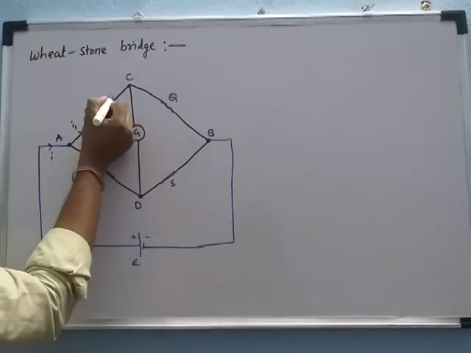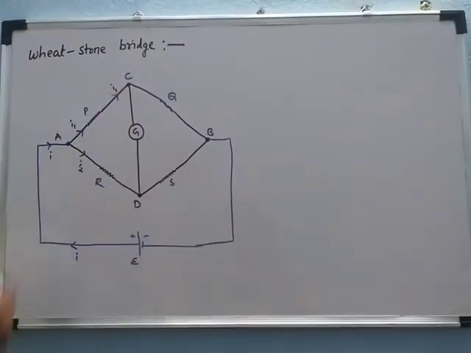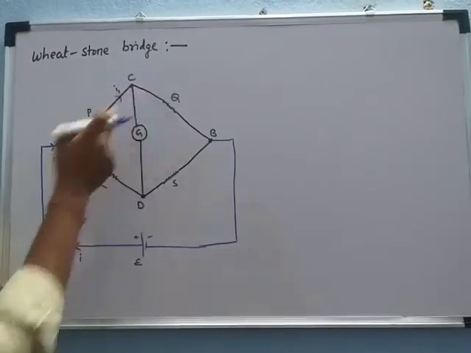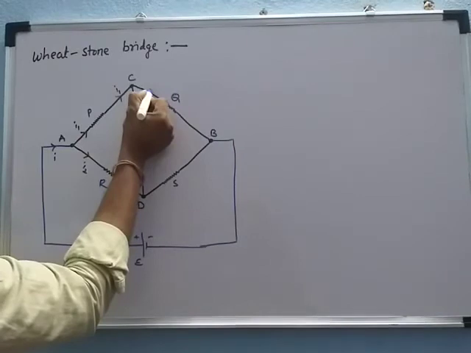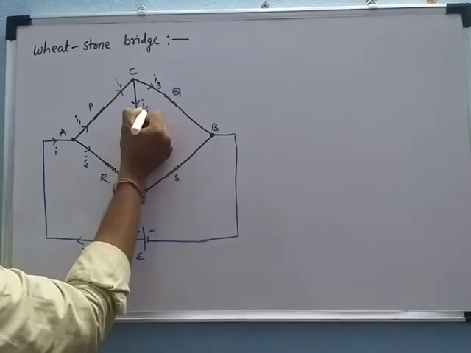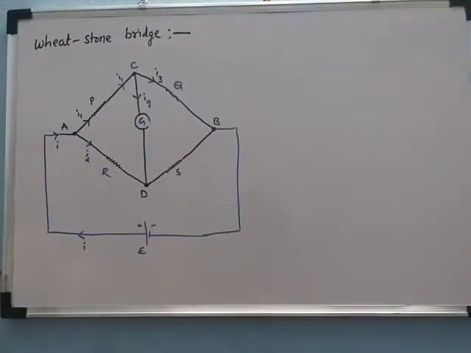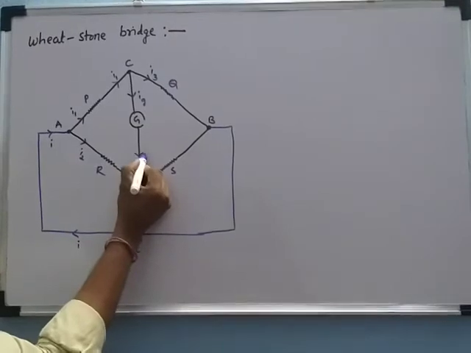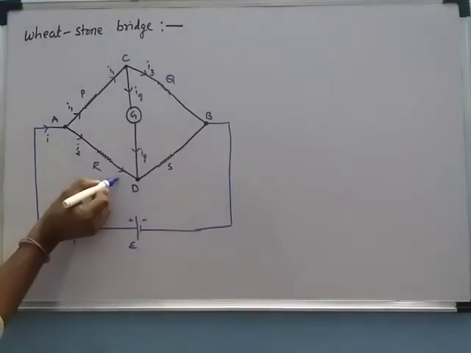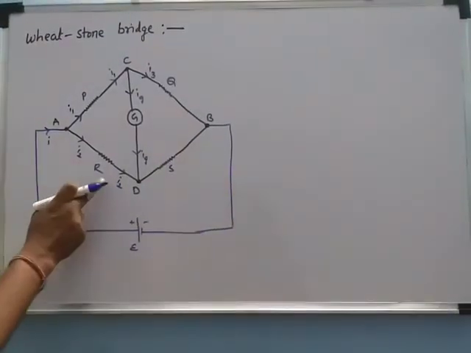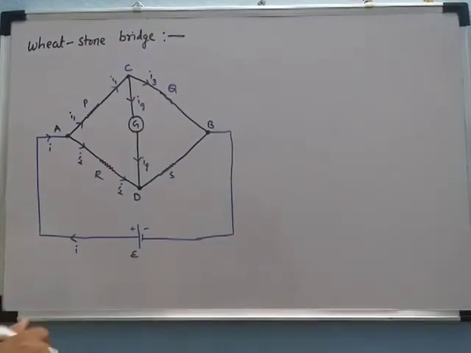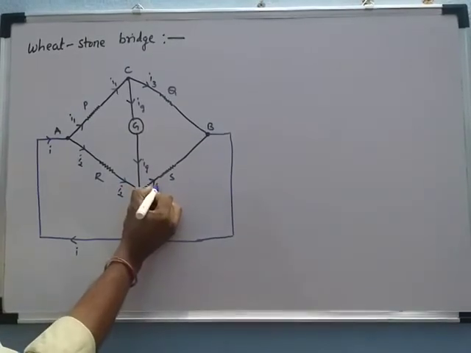This I1 crosses the resistance and reaches point C, the C junction. Again, how many ways are there? Two ways. Now the current passing through the Q resistance is I3, and the current passing through the galvanometer we consider as Ig. This Ig enters junction D, and the I2 current also enters junction D. Here I2 and Ig combine, and the current passing out is I4.